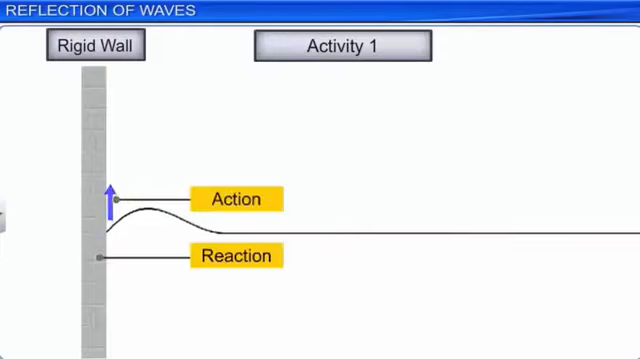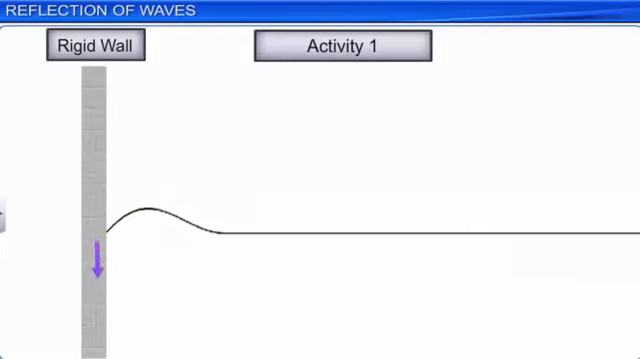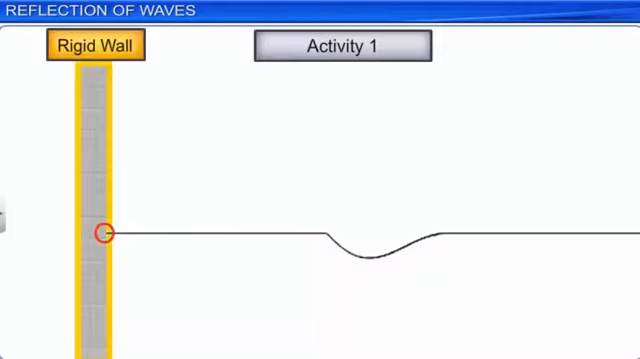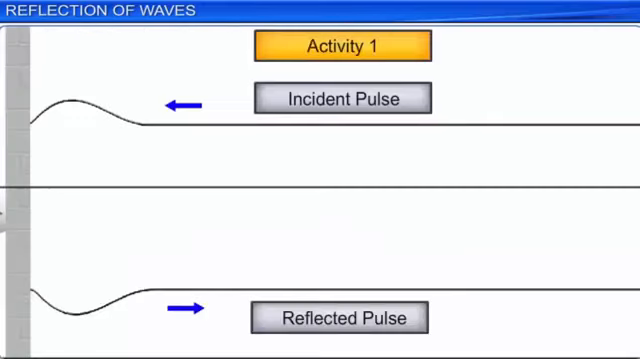As there is no displacement of the particle at the junction of the string and the wall, the incident and reflected pulses have opposite signs and cancel each other at that point. Due to this phenomenon, the reflected pulse has a phase reversal or a phase difference of pi or 180 degrees.